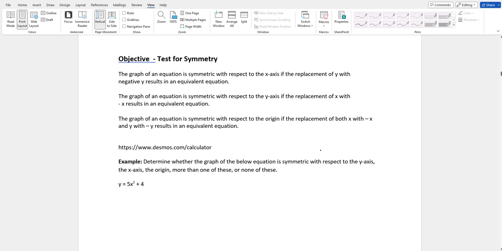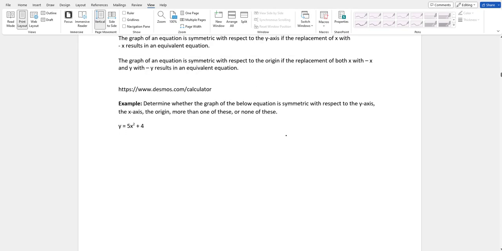And I gave you this calculator because you can actually graph, and I'll show you the graphs in a few minutes, but you can use the calculator to see whether or not these graphs are symmetric about the x, the y, or the origin, or if there's no symmetry at all. So let's look at this first one. We're going to determine whether or not it's symmetric with respect to the y, the x, the origin, more than one of these, or none of these.